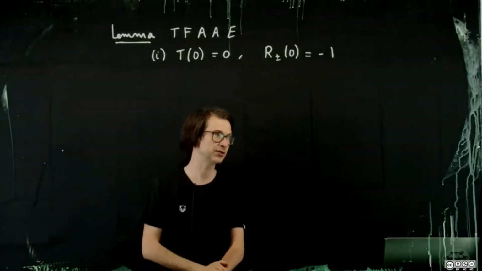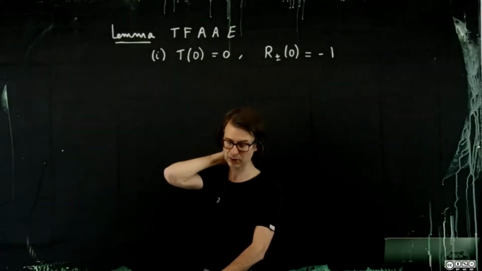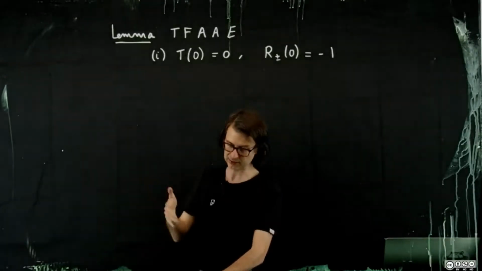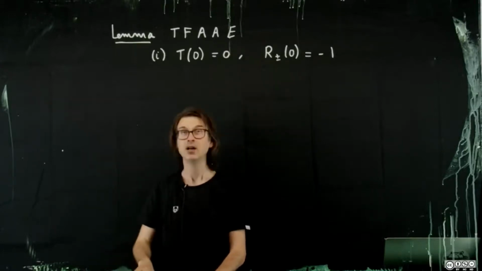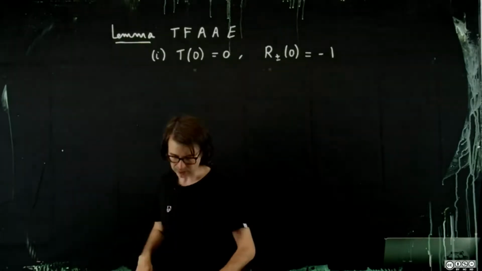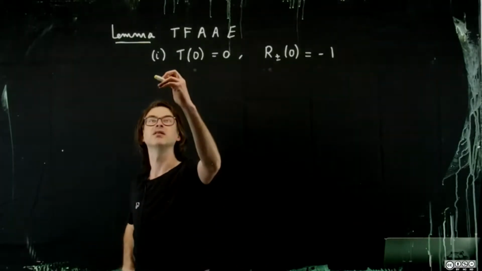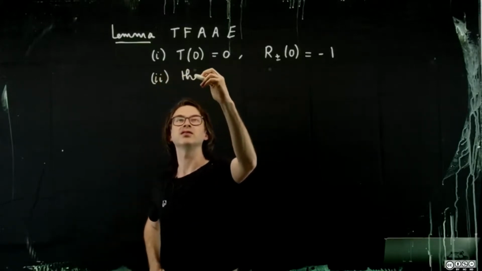But there is a way to show that these have limits. So T and R have limits as xi goes to 0. It's not hard to see, and okay, but I'm omitting it. So first statement, T is 0 and R is minus 1. Second statement, there is no resonance at 0.